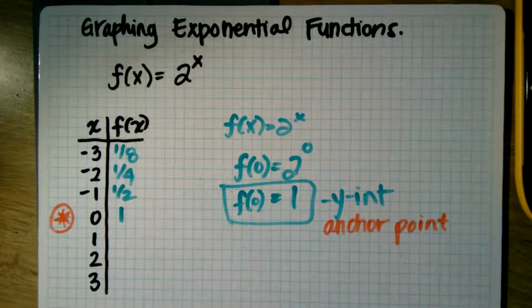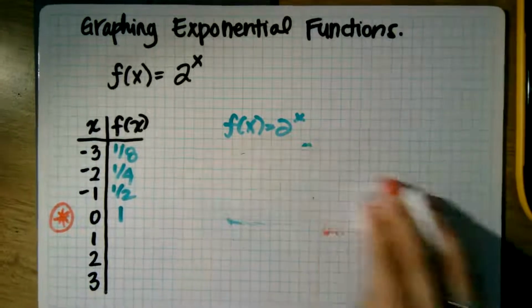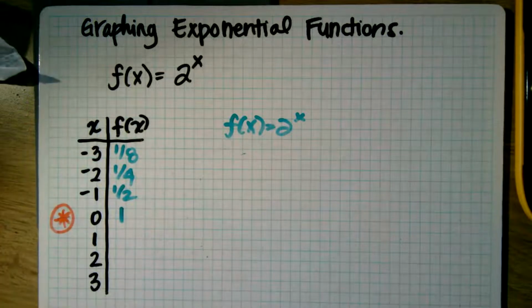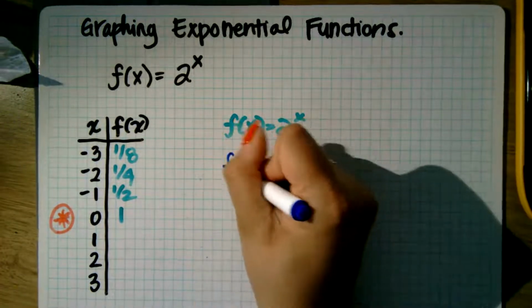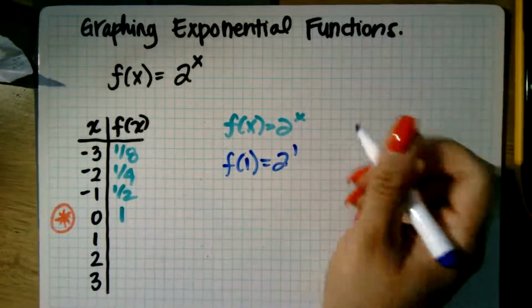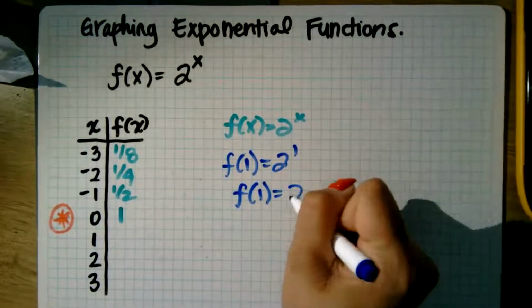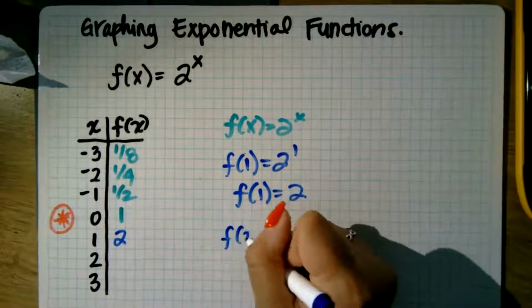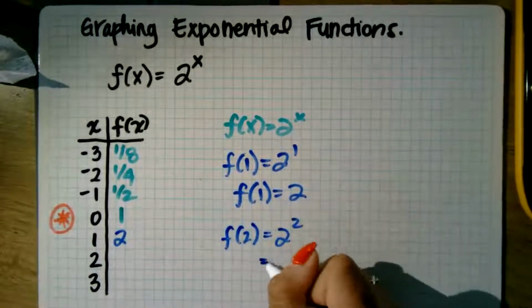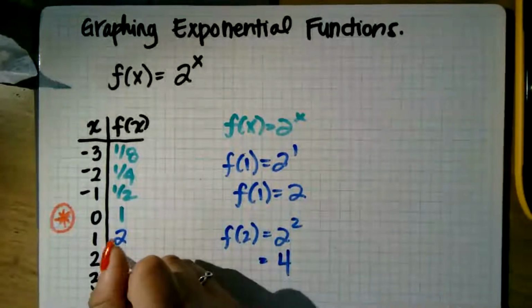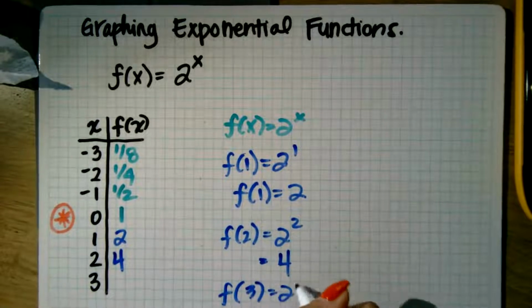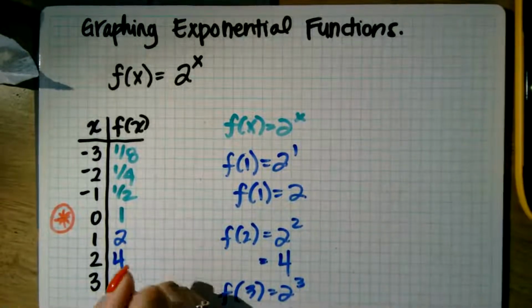Okay, so now, moving on, I don't think I have to explain the rest. If you notice, f of 1 equals 2 to the 1. Well, that just means that f of 1 equals 2. F of 2 equals 2 squared, which is 4. See that? And f of 3 equals 2 to the third power, which is 8.